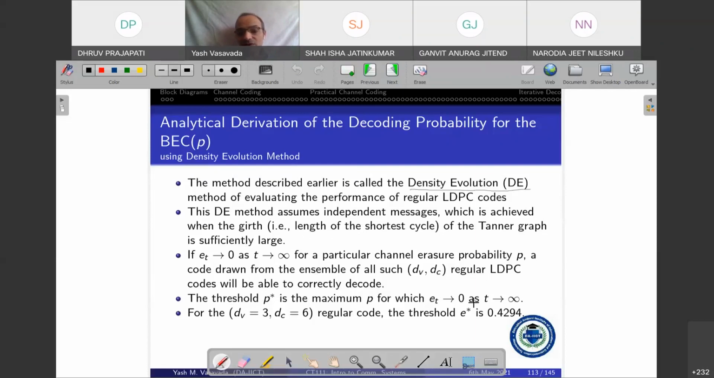Maybe it will take a lot of iterations, but it will definitely converge. The errors will become 0. And so based on the chart that we saw for this LDPC code with dV equal to 3, dC equal to 6, this threshold P star is about 0.43.